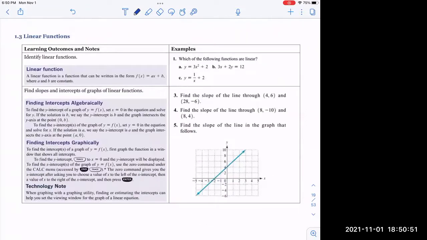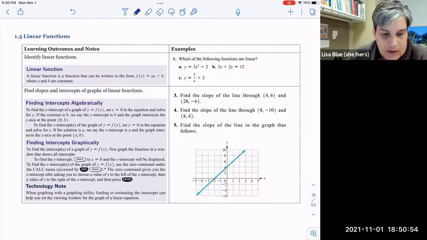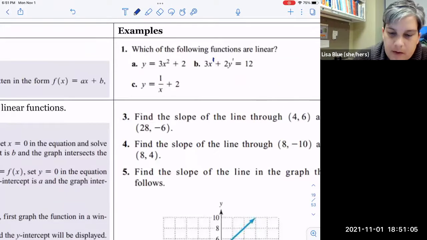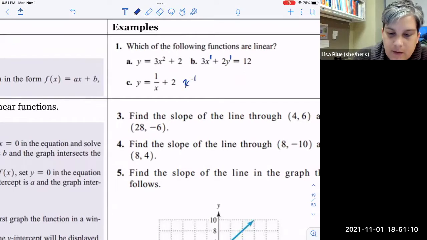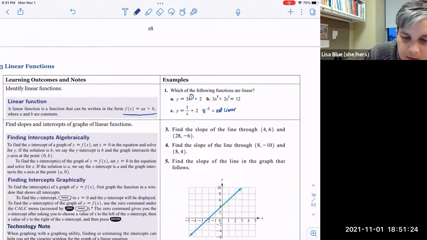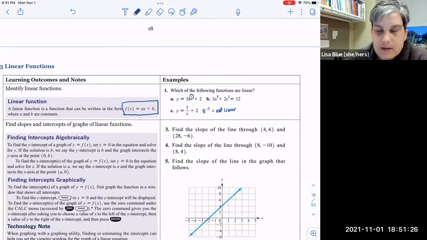All right, linear functions. So we know a linear function is going to be a function where x is to the first and y is to the first. So x to the -1 is not a function, and x squared is not going to be linear. A linear function has to fit this format, f of x equals ax plus b. If it's anything else, not linear.